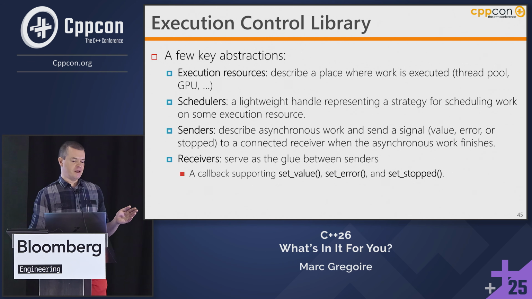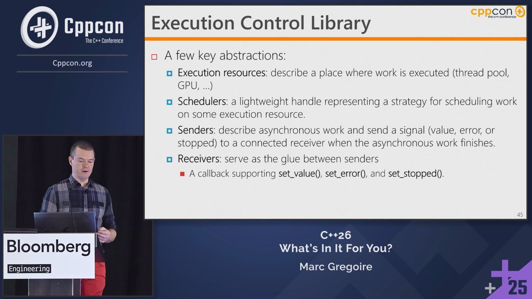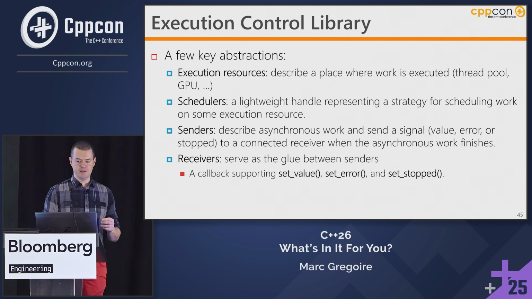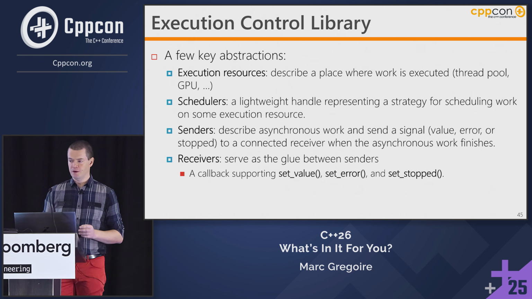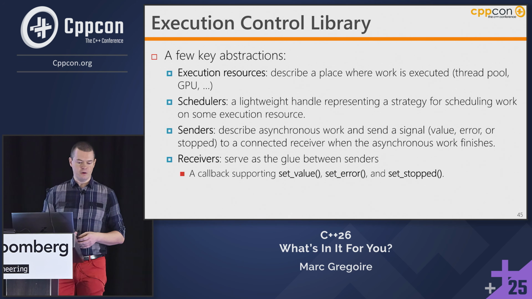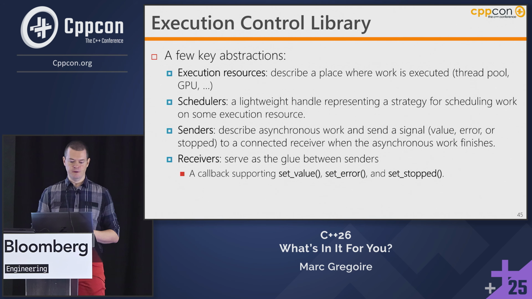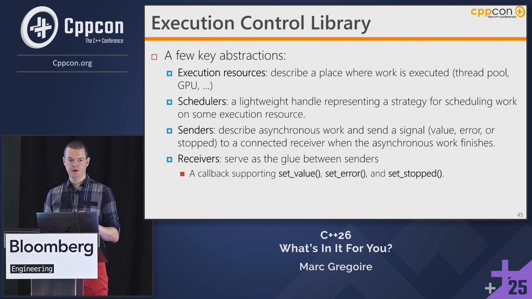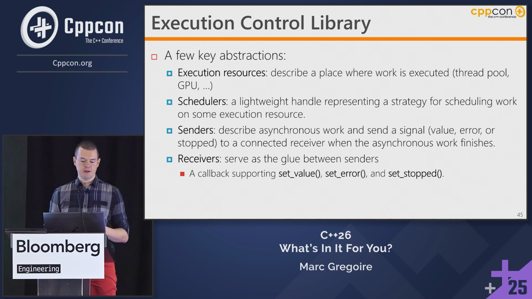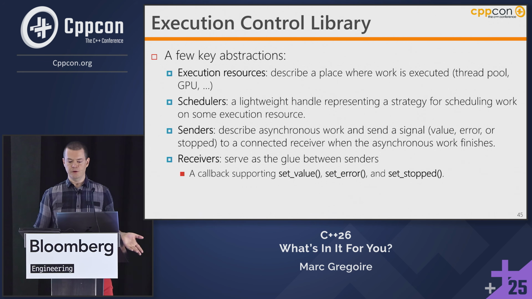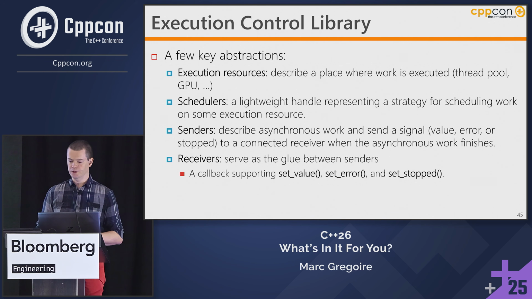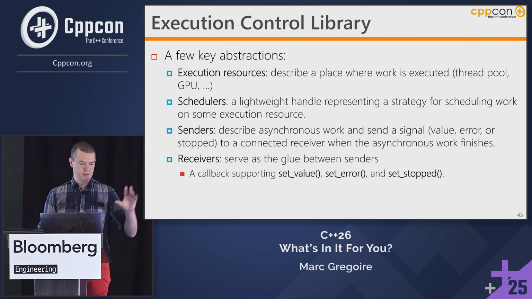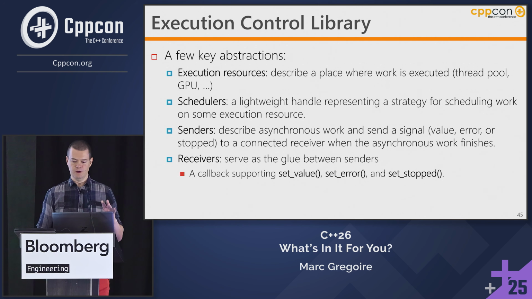Next, we have a sender, and a sender is actually describing the asynchronous work that you want to execute on your execution resource. And a sender can send a signal. A signal can be either a value, if everything went right. It can be an error, if some error was encountered, or it can be stopped if a cancellation was requested. And that signal is then sent to a receiver. And the receiver basically serves as a glue between the different senders. It's basically a callback supporting set value, set error, and set stopped. A bit similar to std promise. Std promise supports set value and set exception. These schedulers and these senders are defined by the standard as concepts.